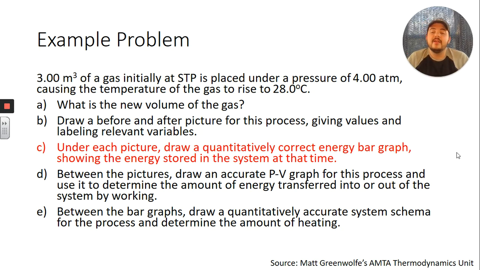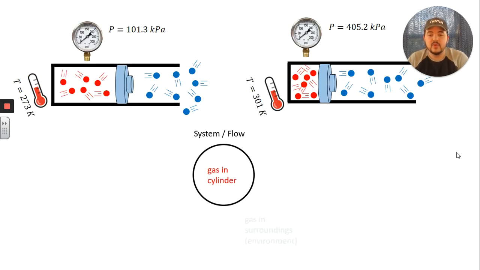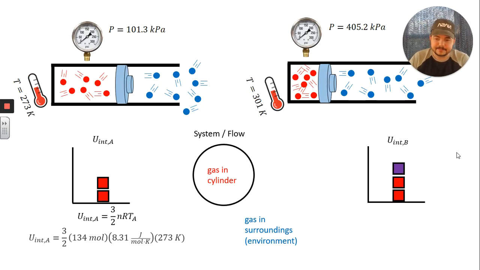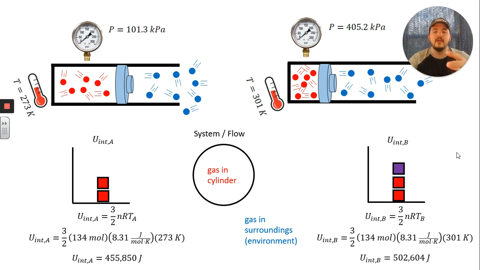Your reminder is that we're looking at a gas that was initially 3 cubic meters inside of a cylinder at standard temperature and pressure. It got compressed, the pressure rose, the temperature rose, and in the last video, we looked at this quantitatively accurate LOL diagram for the gas before and after.